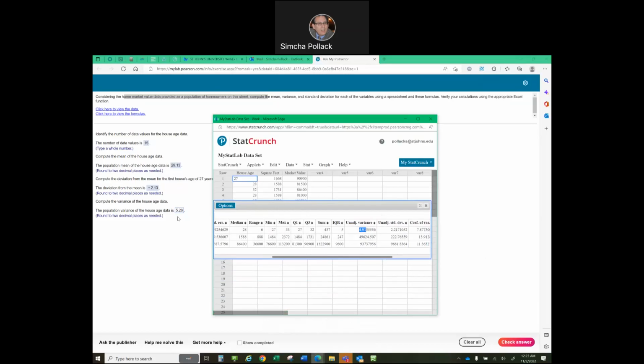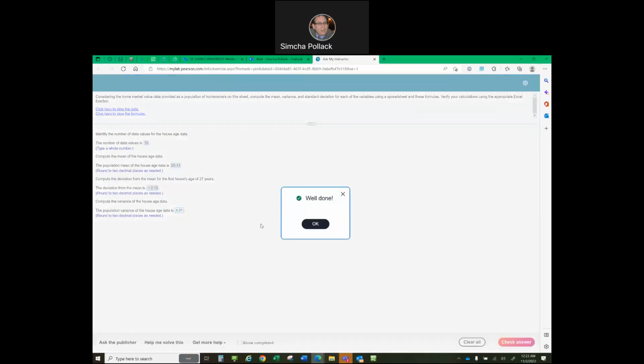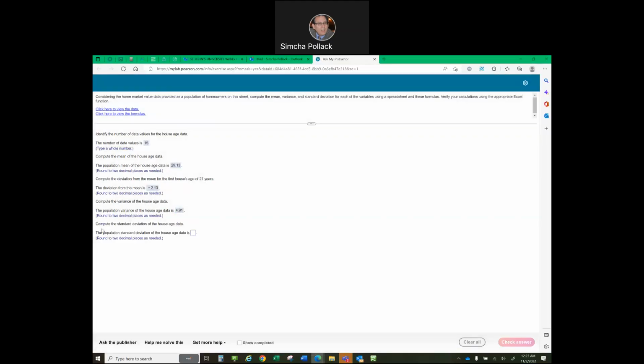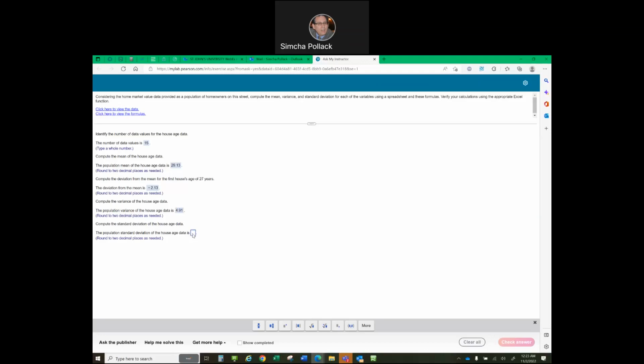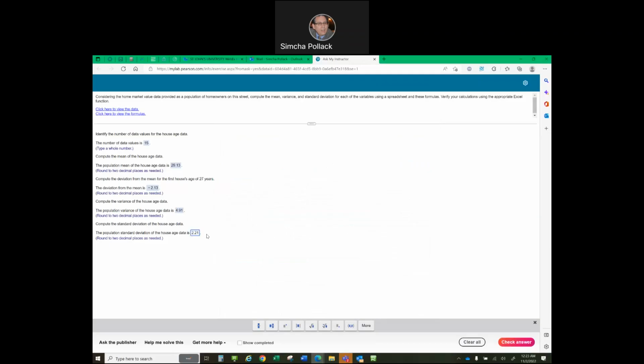Control C. Control V. Oh, wow. Okay. Compute the standard deviation of the house age data. So again, you have to use the unadjusted one. It's 2.21. Control C. Control V, and enter.